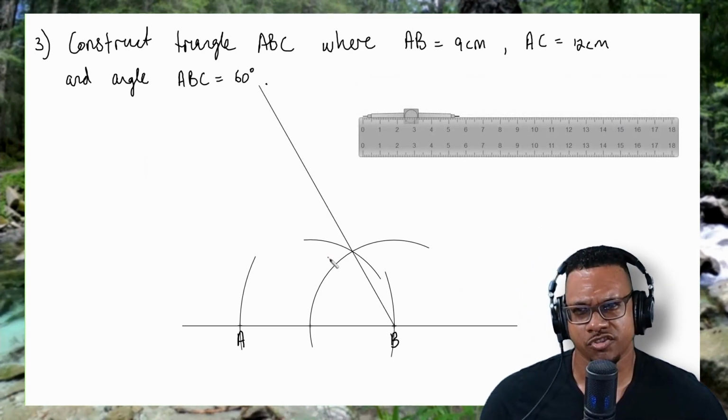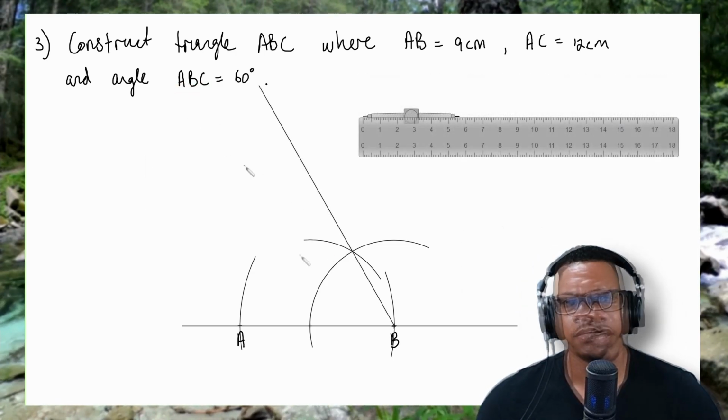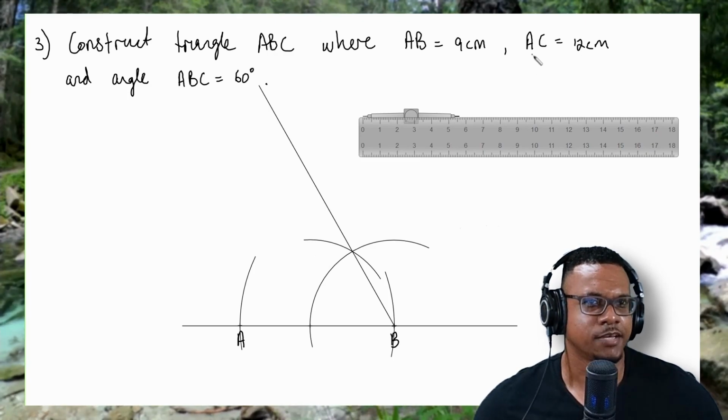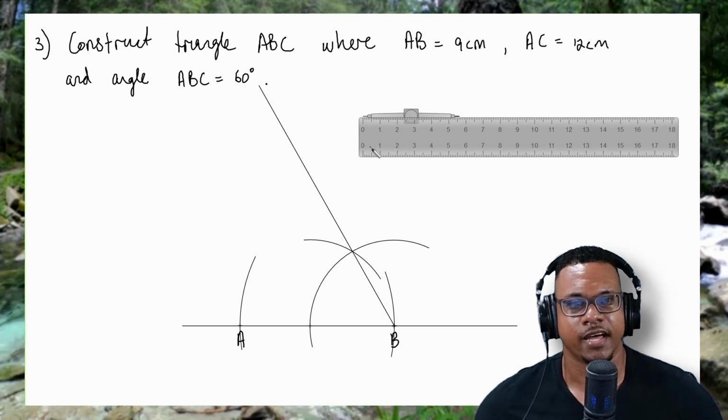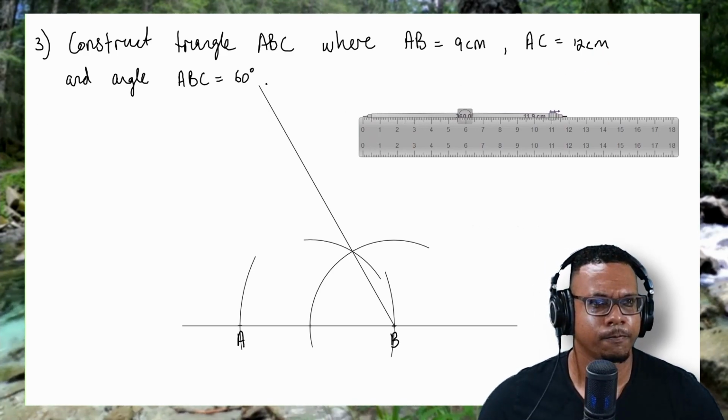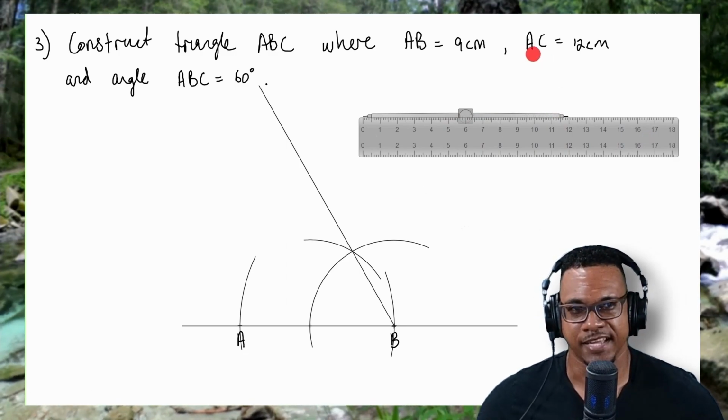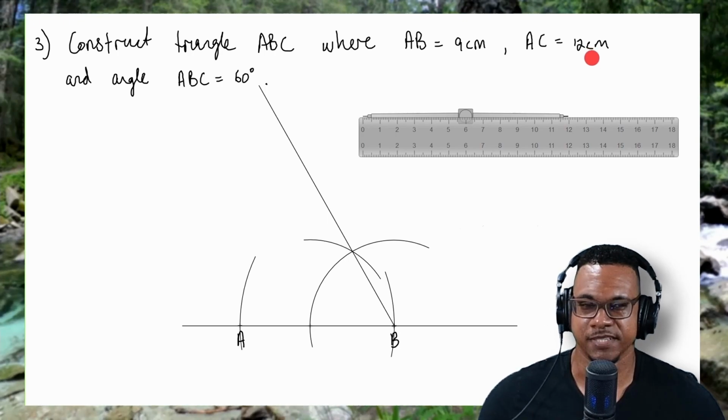So now that we have constructed our angle ABC, we can move on to constructing our line segment AC. First we're going to place the compass point on the 0 on the ruler and open it out to 12 centimeters. And of course that's because our line segment AC is equal to 12 centimeters.